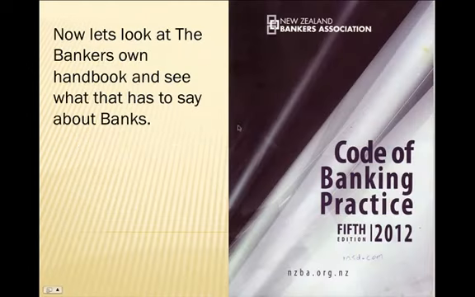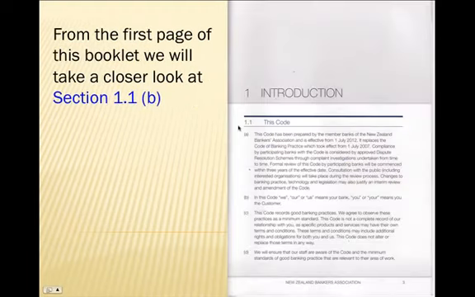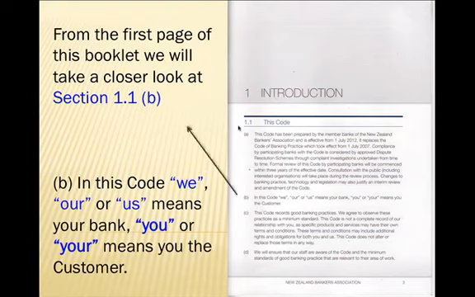So we're going to have a look at another document here now, the Code of Banking Practice. Now, if you've seen any of my earlier videos, you'll know that I was using the fourth edition before. Now we've got the latest one, which is the fifth edition, 2012. And we're going to see what it has to say about banks. So from the very first page of this book, we will take a closer look at section 11B. Right there it is. In this code, we, our or us means your bank. You or your means you, the customer.